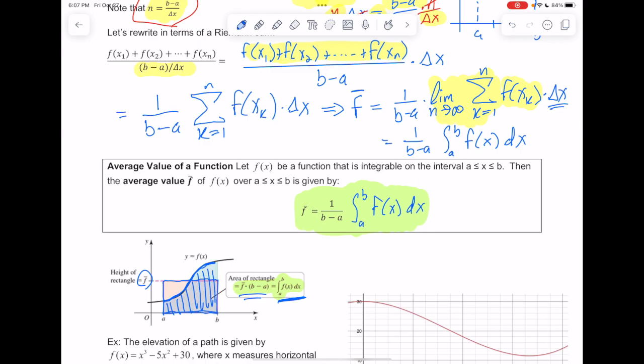So we've talked about the area before as being the sum of all these rectangles as the limit of the number of rectangles goes to infinity. If you could somehow know the average height of the function, you could actually perfectly approximate the area under the curve using just one rectangle. And that rectangle would be one that had the average height of the function over the interval.